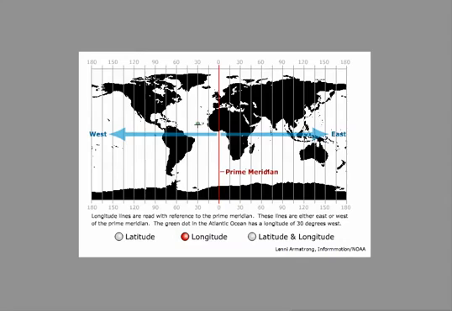Okay, let's try this. What is the longitude of this green dot? In other words, how far east or west of the place that we decided to start measuring from is this dot? Well, it's on the west longitudes, and it is 30 degrees west.